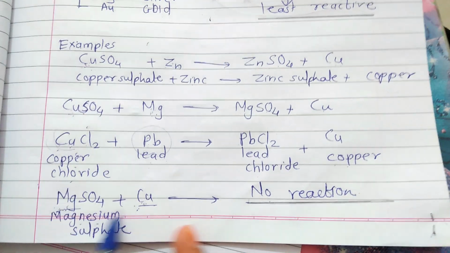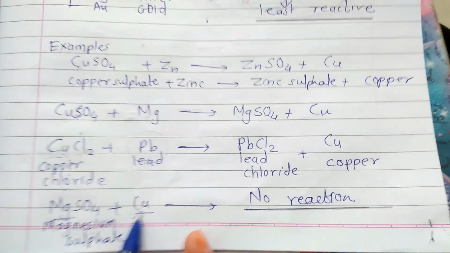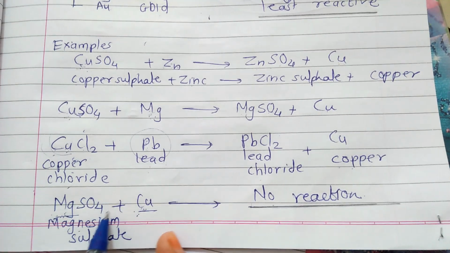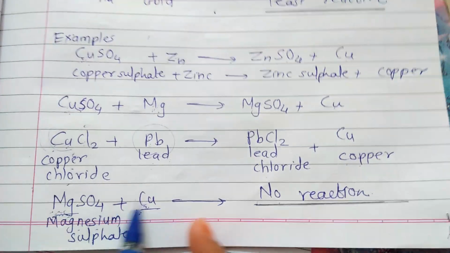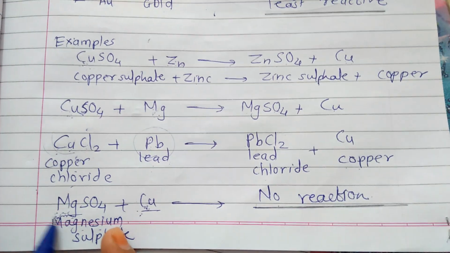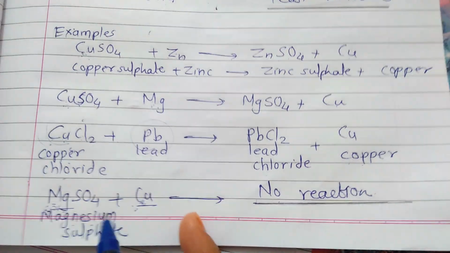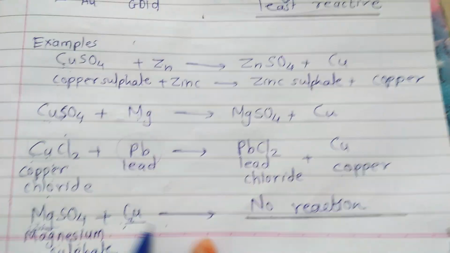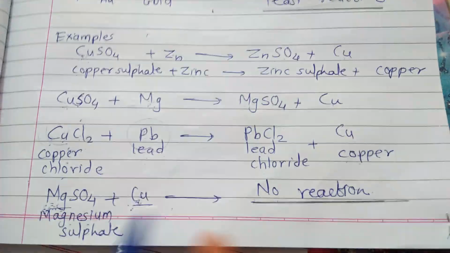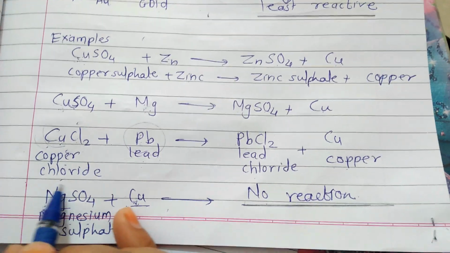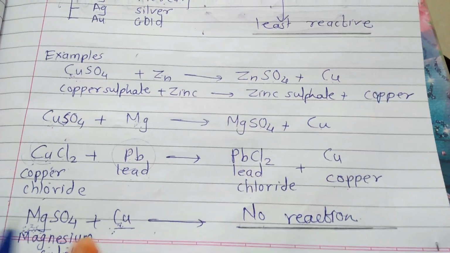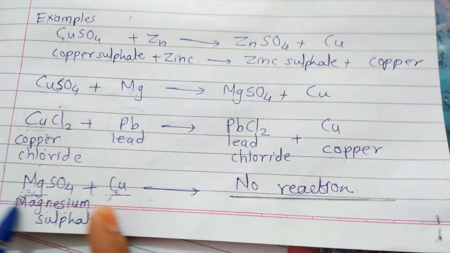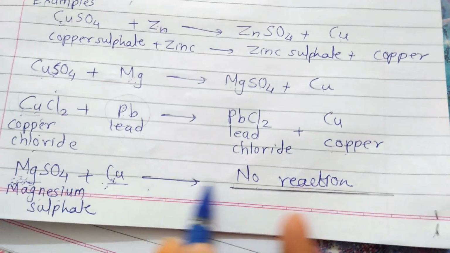Now the fourth reaction: magnesium sulfate plus copper. Here also we have two elements, copper and magnesium, which is in the form of magnesium sulfate. Copper is less reactive compared to magnesium, so copper cannot displace magnesium. So what is the result of this reaction? There will be no displacement reaction and no formation of product. For a displacement reaction we need the less reactive element in the solution form, but here the more reactive element is in the solution form, so there would be no reaction.